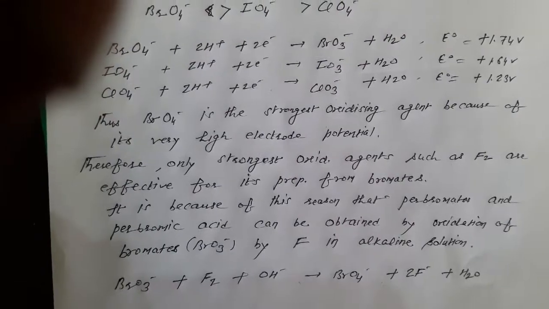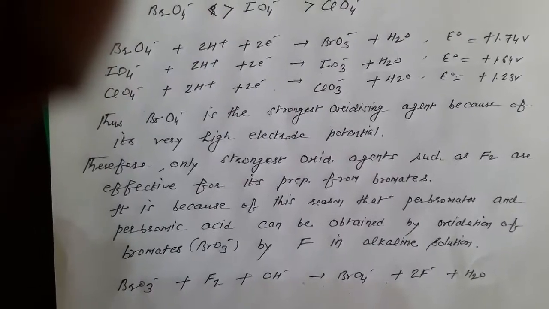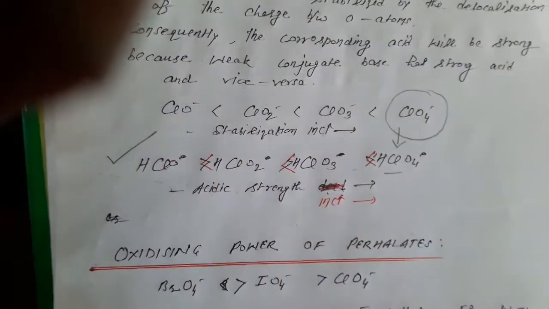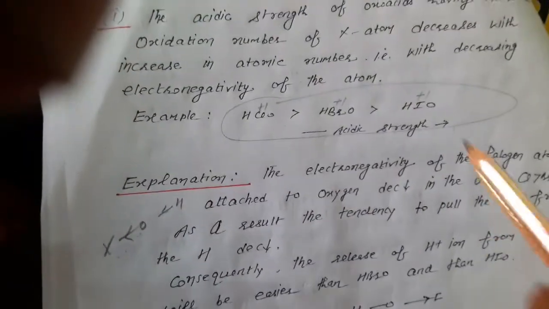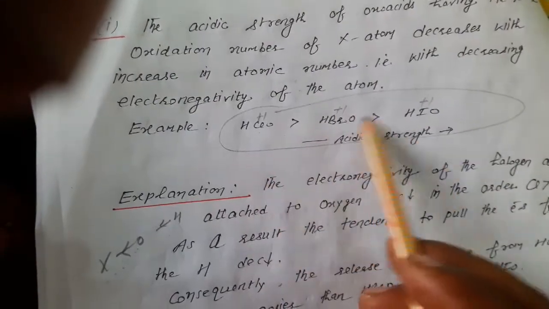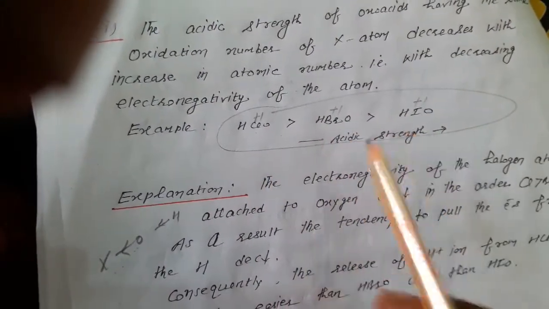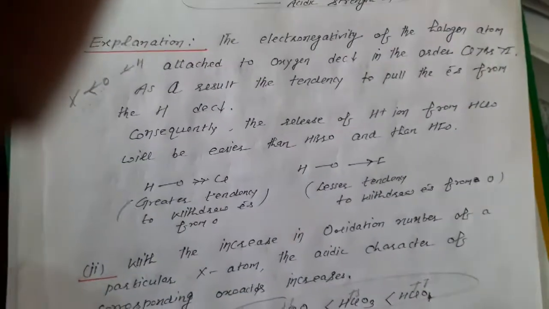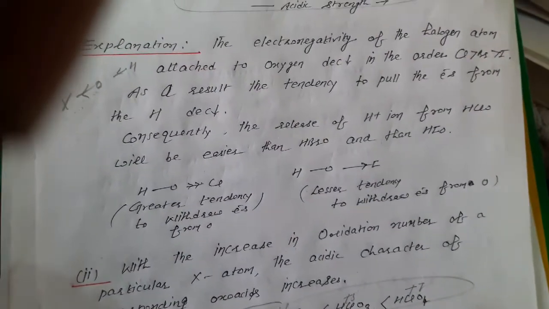So dear students, this is all about oxides and oxoacids. These two orders are important: first, the acidic strength for the same oxidation state of different halogens and what the reason behind it is, and second, the acidic strength for different oxidation numbers of the same halogen. So revise this article. Okay, thanks, have a nice day.